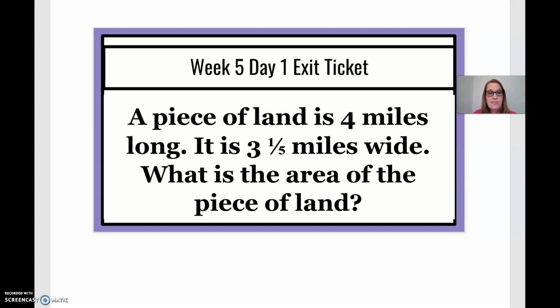All right, your exit ticket for today. A piece of land is 4 miles long. It is 3 1/5 miles wide. What is the area of the piece of land? So by now we should know that area equals length times width.